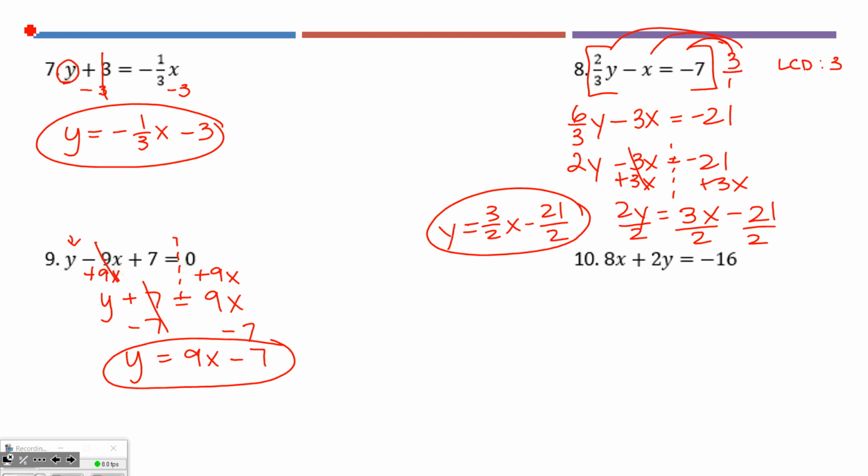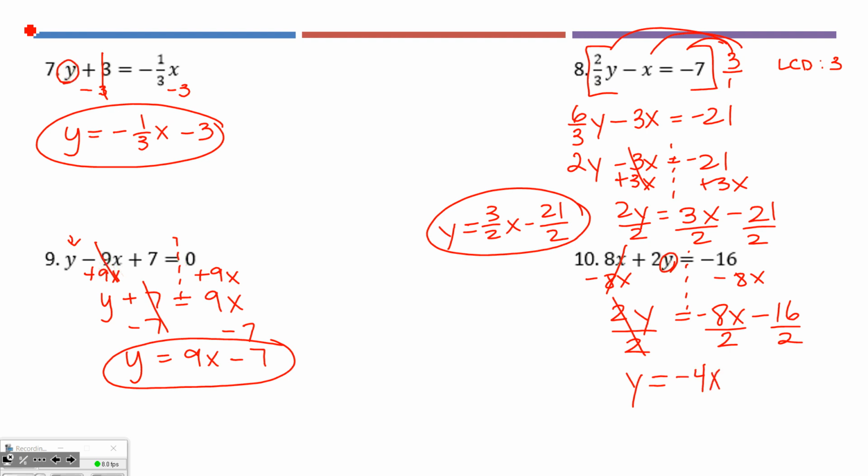And then finally, number 10, we're trying to get the y by itself. So we're going to get rid of that 8x. We're going to subtract 8x from both sides first. We have 2y equals, I'm going to write the x term first. So that negative 8x is going to kind of move in front. And then I'm going to have that negative 16. And then to get y by itself, I'm going to divide both sides by 2, everything by 2. And I have y is equal to negative 8 over 2 is negative 4x. And negative 16 divided by 2 is negative 8. So there's my equation.